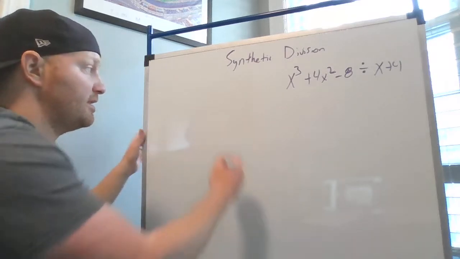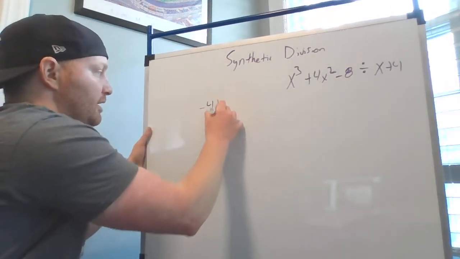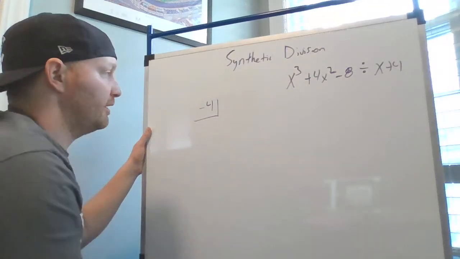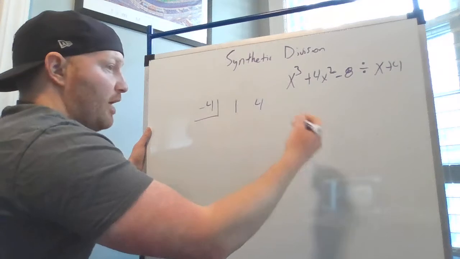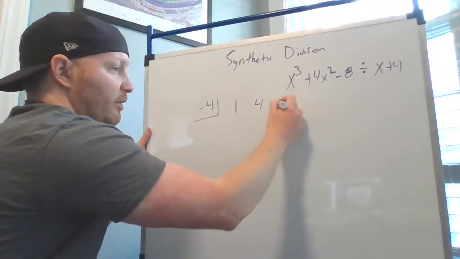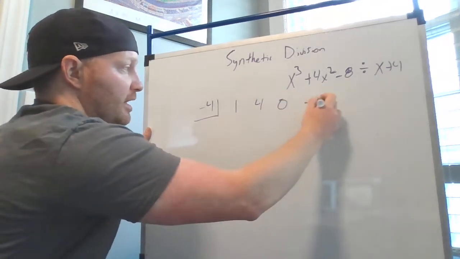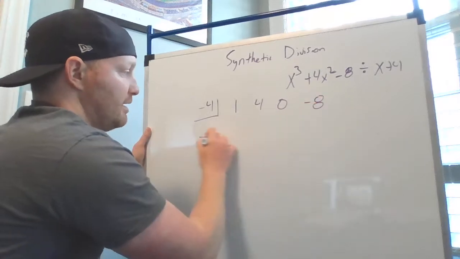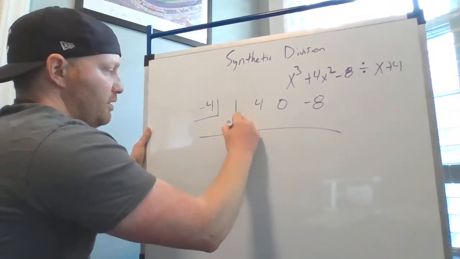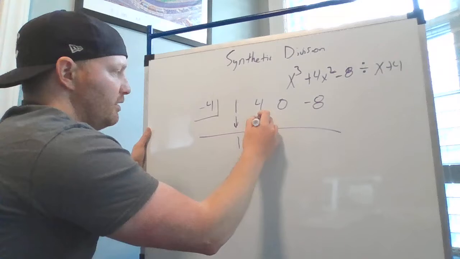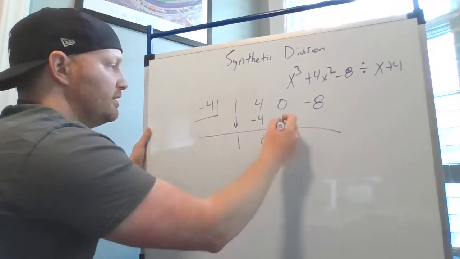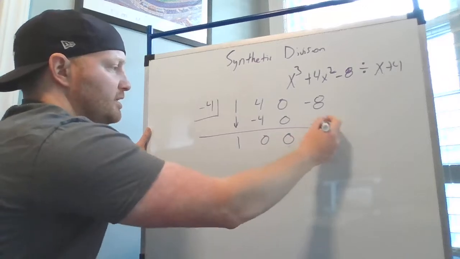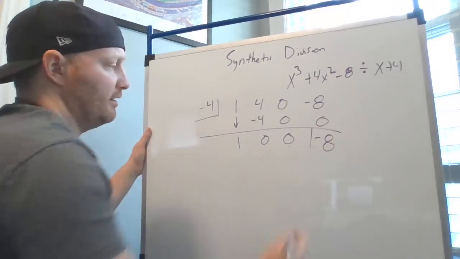So when I do this in synthetic division, I put the opposite of x plus 4, the negative 4, right there. I'm going to do 1, 4, there's no x to the power of 1, so I represent that as a 0 coefficient, and negative 8. Now I do the math. Bring down the 1, times negative 4, 0, 0 times negative 4 is 0, 0, 0, and negative 8.